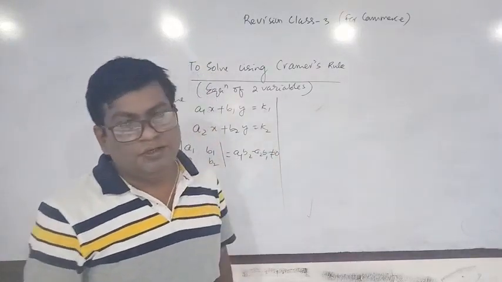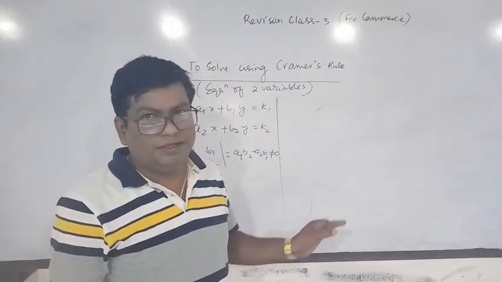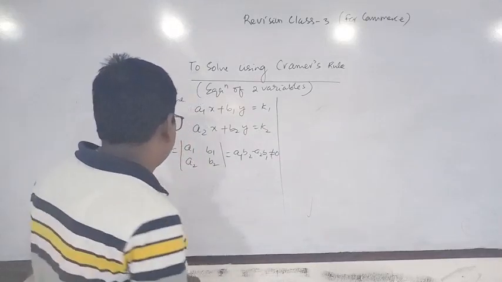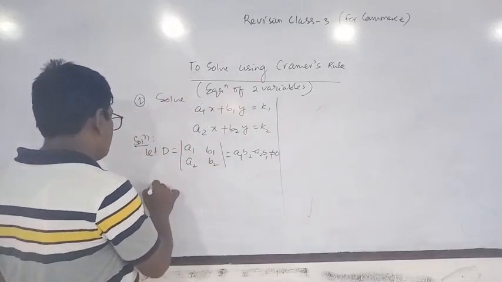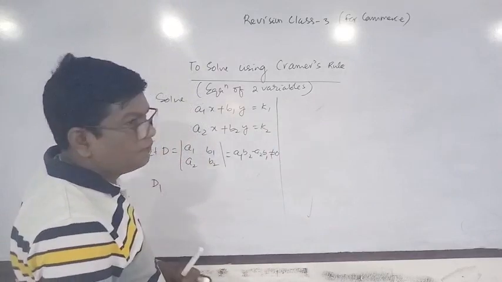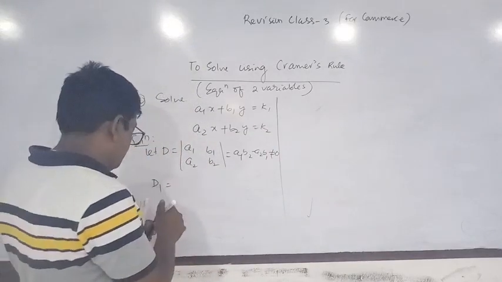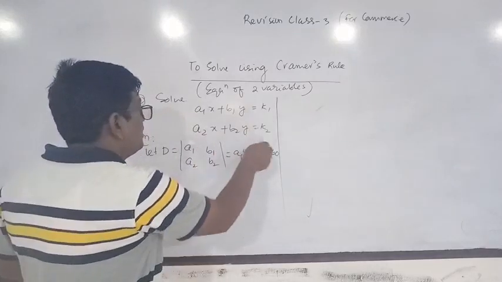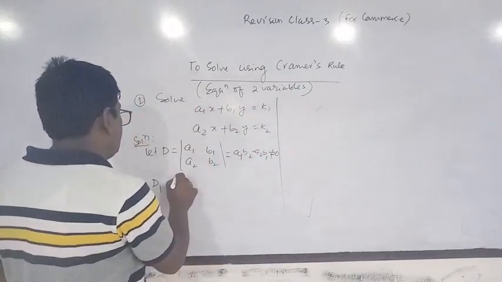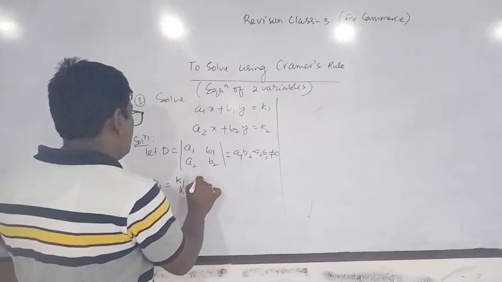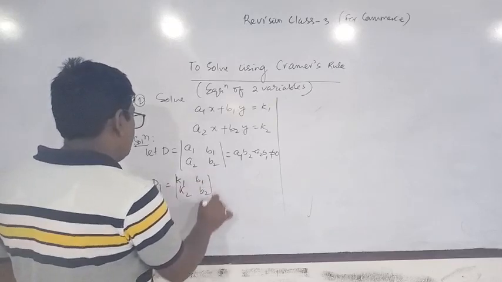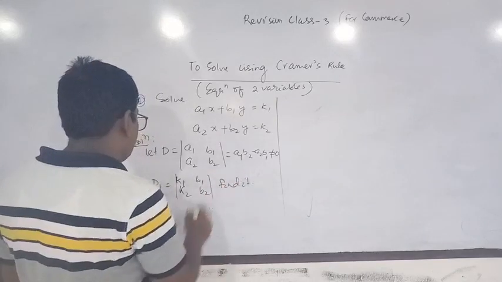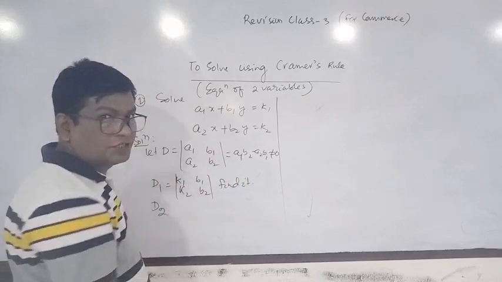One more question: Cramer's rule is applied when delta or D is equal to 0. This is another question. Now, D1 is what? D1 means remove column 1 and insert the right-hand sides, so it is the determinant with rows k1, b1 and k2, b2. Find its value.